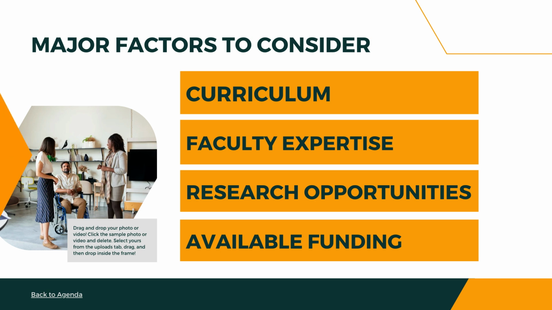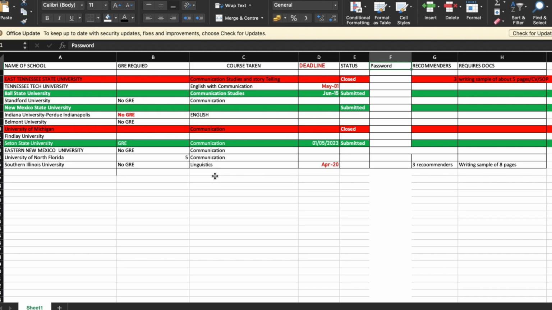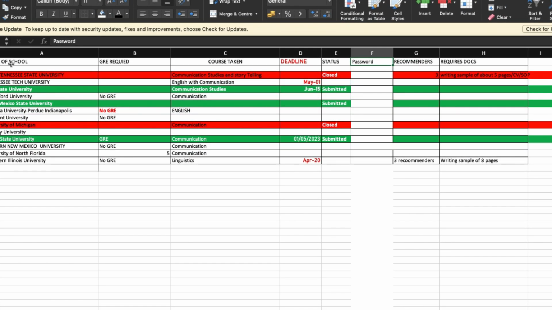Now, the next thing is, after knowing your program, you have to make a checklist. What I want you to do is create a Microsoft Excel document, then make sure that you put the school's name down. All the schools that you have selected, put the names down. Some of the schools require GRE, some of the schools don't require GRE, especially if you are going for business courses. Most of the schools in America require that business students take GRE. If they don't, you put it down, whether GRE or no GRE. Then you also state the course that you want to take. Then you put the deadline down. It is very important. Put down the deadline.